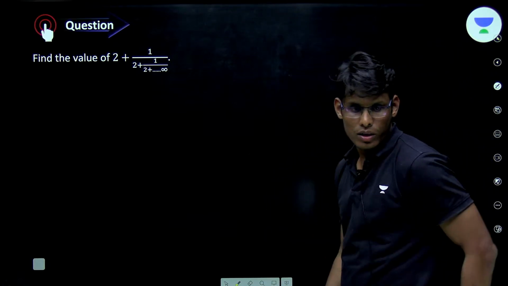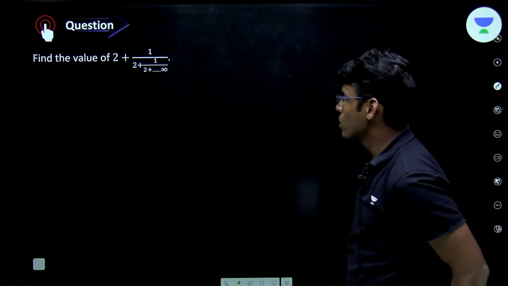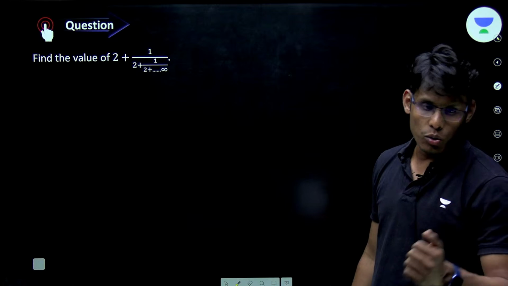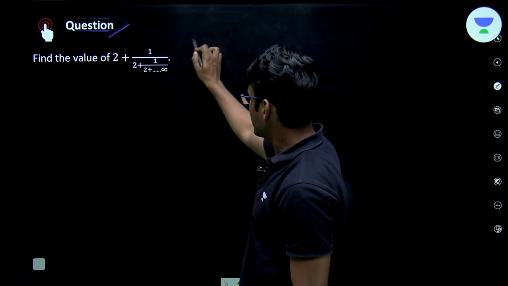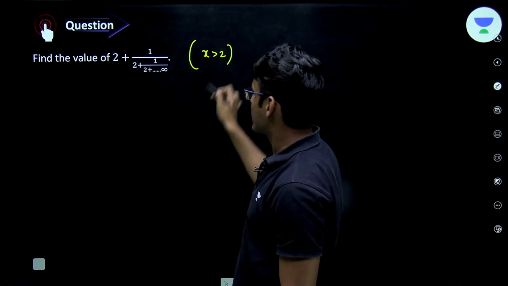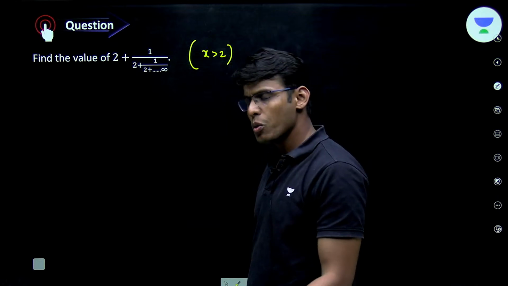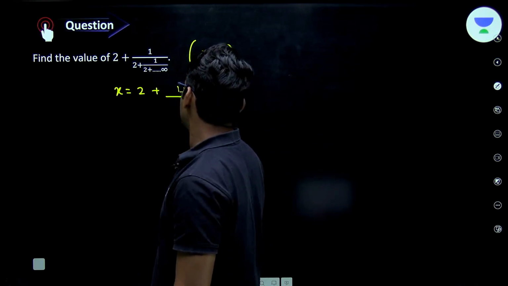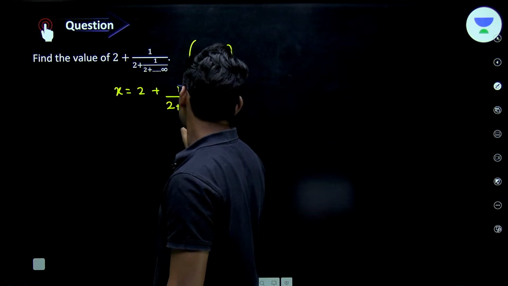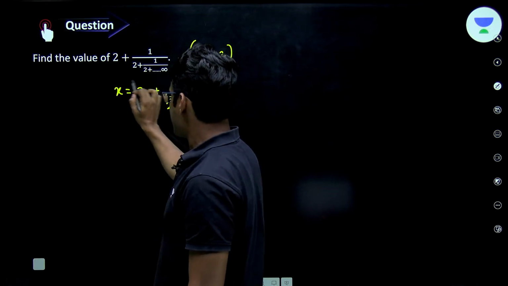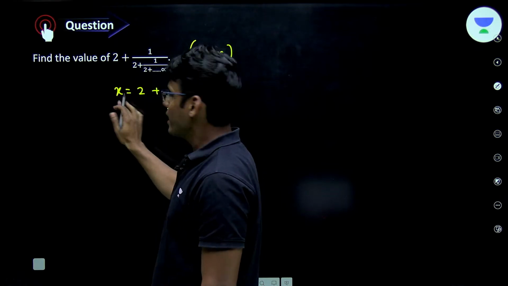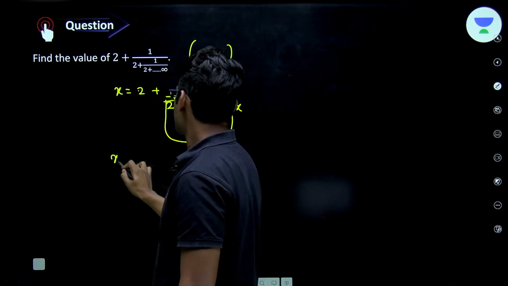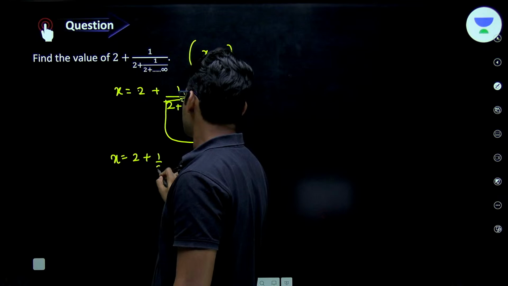Find the value of this. x equals 1. So see, again you need to understand, if you are saying just x equal to 1, can you not clearly see that x is greater than 2? How can you accept an answer which is less than 2? Just put it like this. Right? Now this is x. So you see x is starting from 2. So this whole thing will be x, no? So x is equal to 2 plus 1 by x.